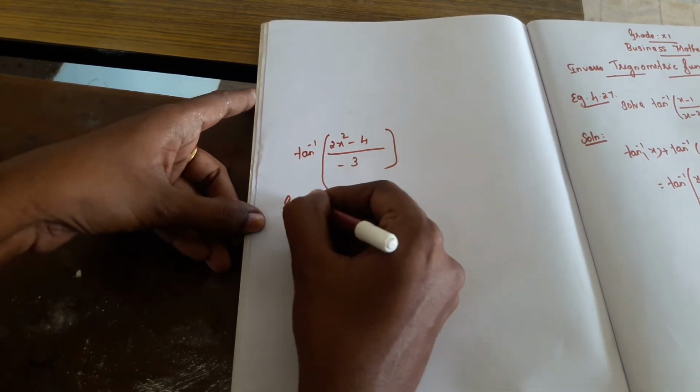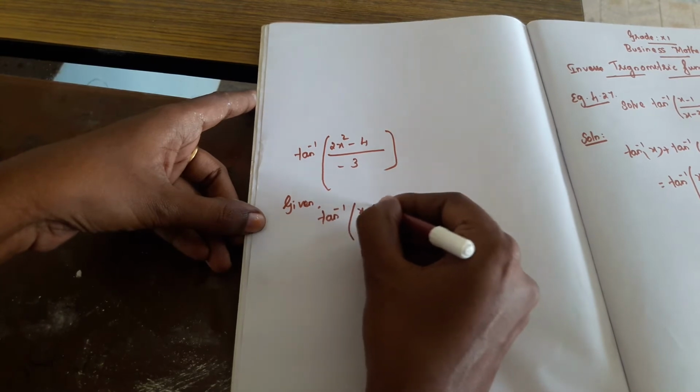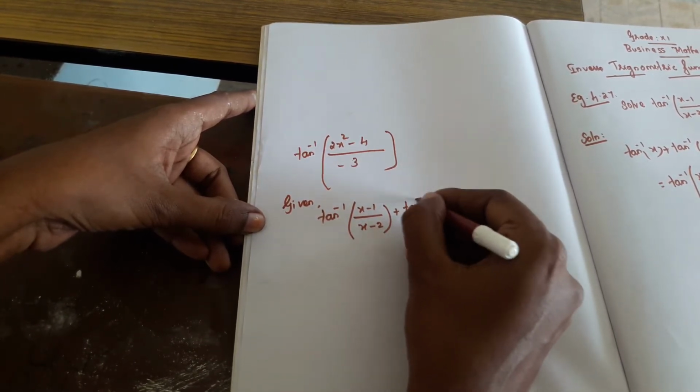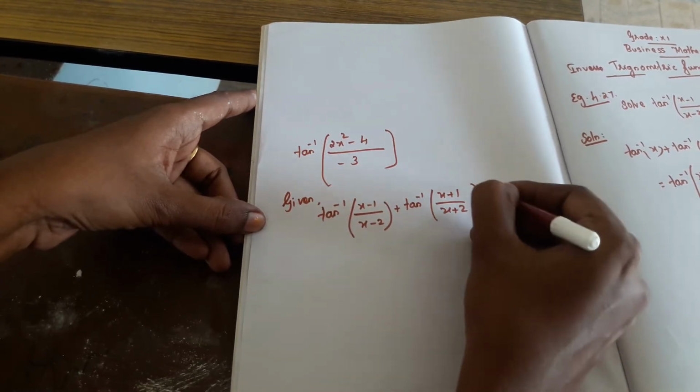So it is given: tan inverse of (x minus 1) divided by (x minus 2) plus tan inverse of (x plus 1) divided by (x plus 2) is equal to pi by 4.